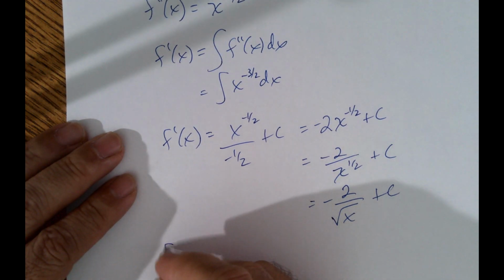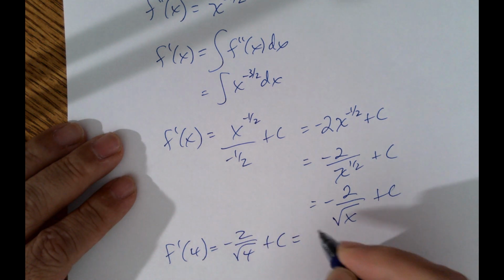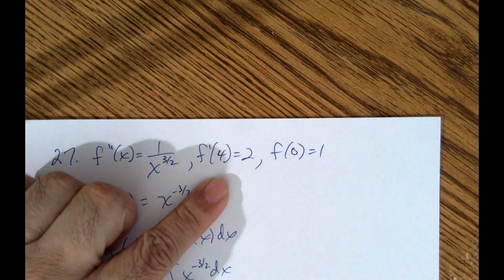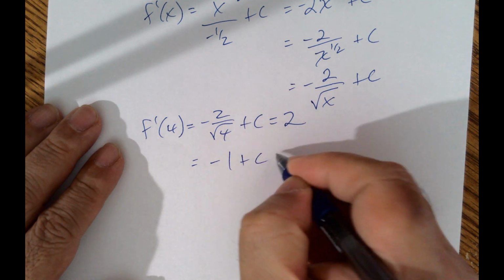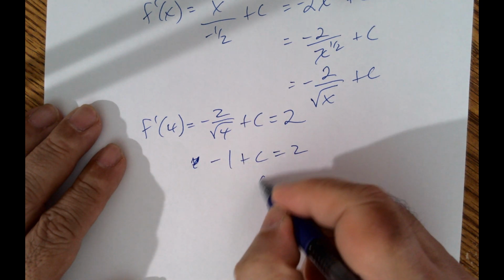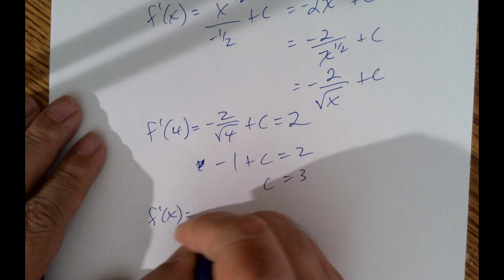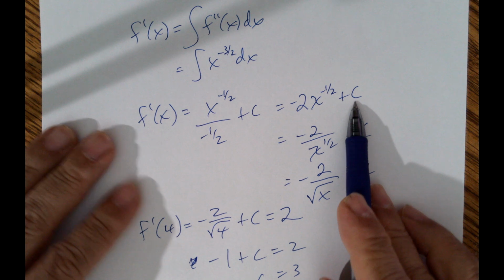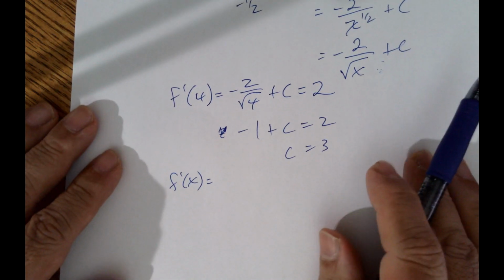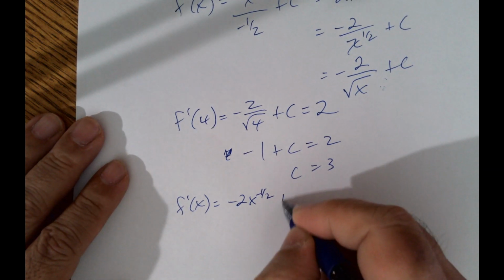All right, so we were given that f prime of 4 equals 2. So that means f prime of 4, which is negative 2 over square root of 4 plus c, and that's got to equal 2, right? F prime of 4 equals 2, so that's what I'm plugging in. So that's going to be negative 2 over 2 is negative 1, so c equals 3. So that means f prime of x equals, and I'm going to use the fractional exponent version instead of the fraction version because it's easier to integrate. So it's negative 2x to the negative 1/2, and the c was 3.